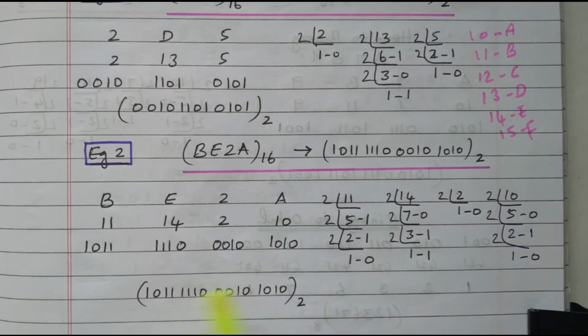1010. Right? Now B is converted into binary, E is converted into binary, 2 is converted into binary, A is converted into binary, and made into 4 digits. These 3 are already 4 digits, but 2 has only 2 digits. We added another 2 zeros. If the 2 zeros are not added, the value will change. It is necessary to add 2 zeros. Now combine all these values: 1011, 1110, 0010, 1010. So this is nothing but the binary equivalent of this hexadecimal number BE2A.